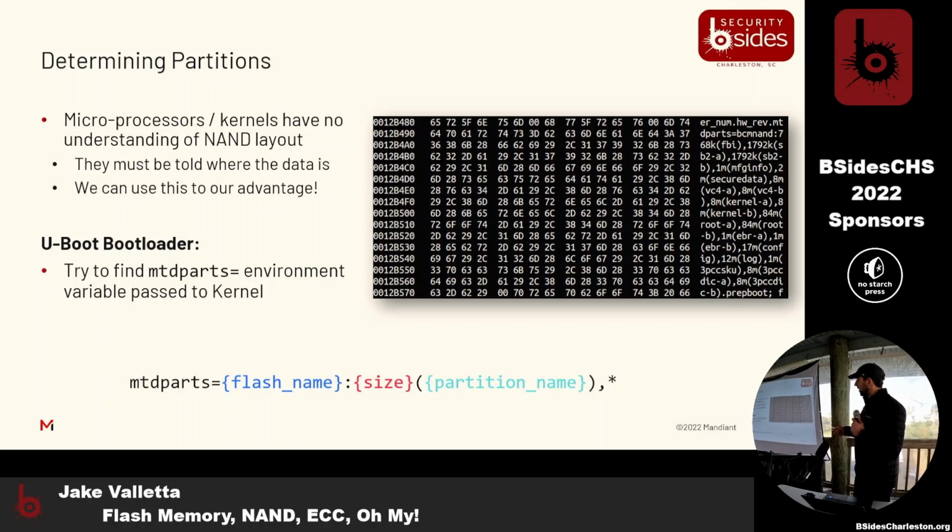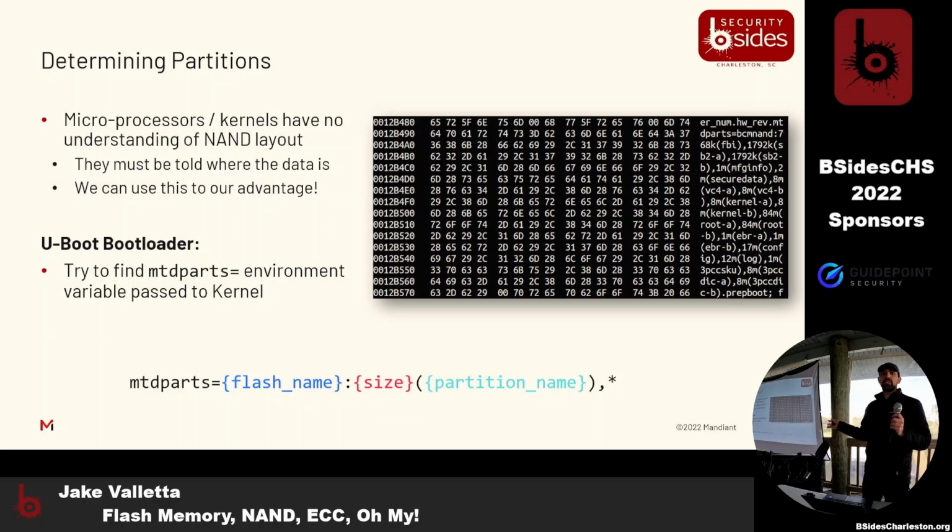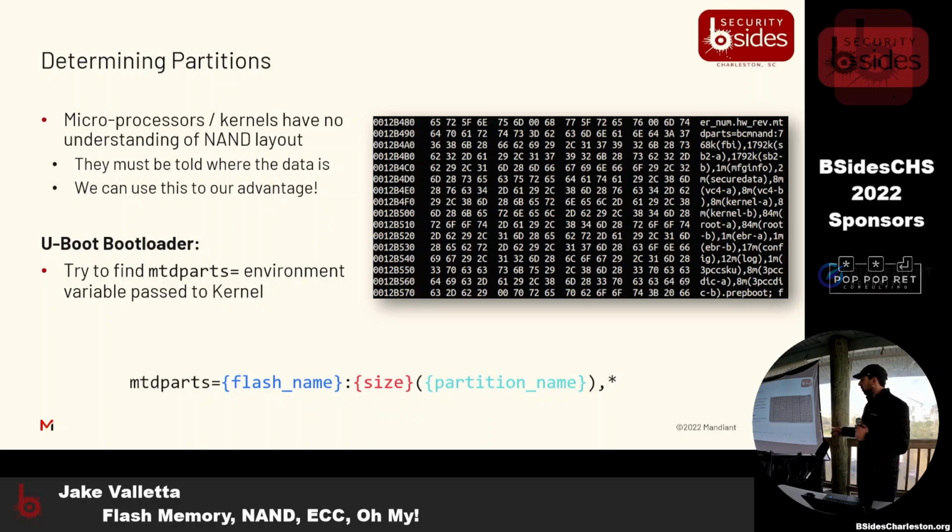And one of the things that it does is it'll include the layout of the flash as an invariant variable, or a config variable, I guess, that gets passed to the kernel, right? Because your kernel or your microprocessor or whatever has no idea what this NAND looks like, right? So it's just going to assume that there's some data here, and it needs to be told what that looks like. The MDT parts variable is really useful, right?